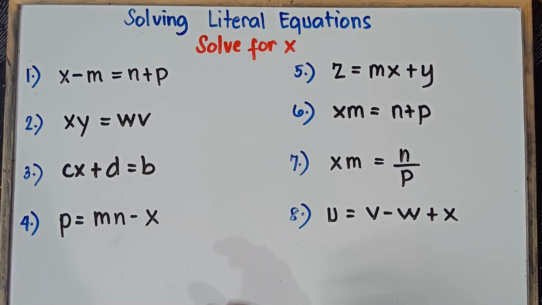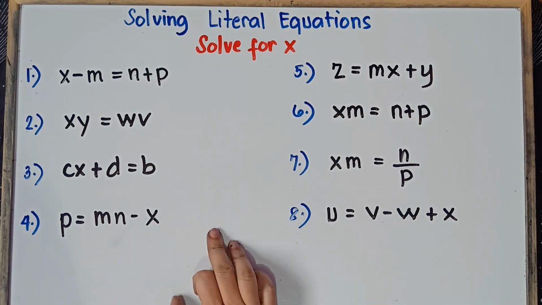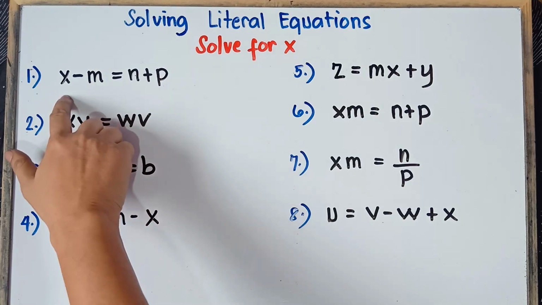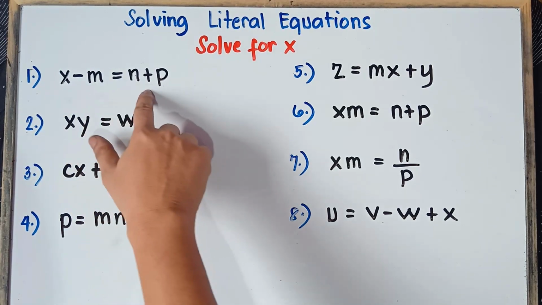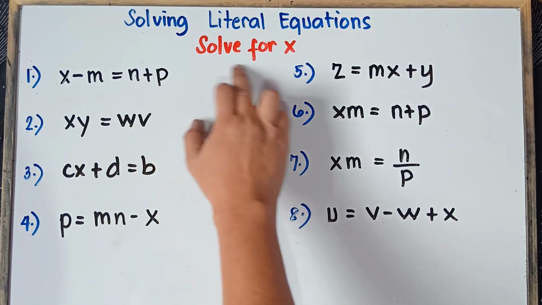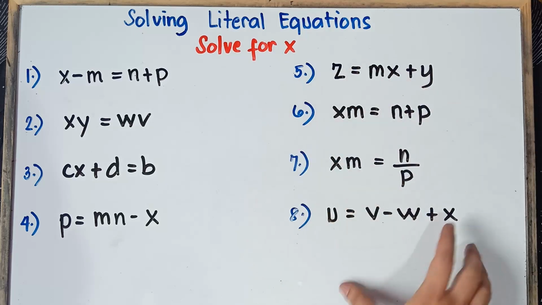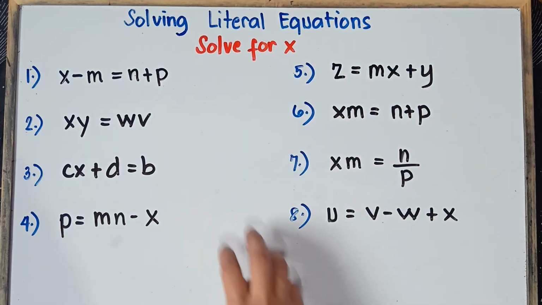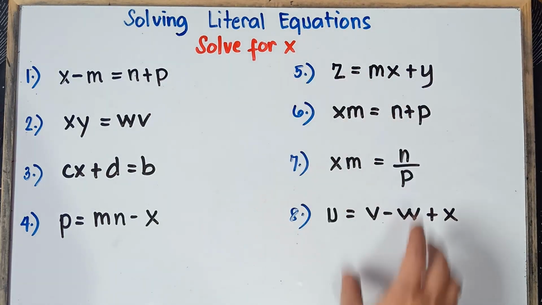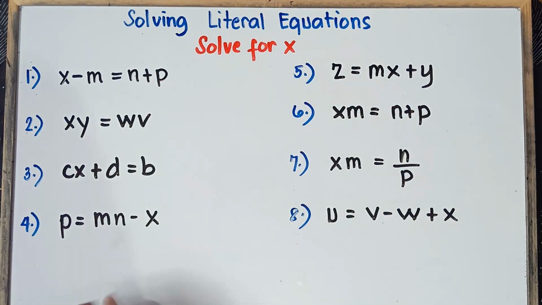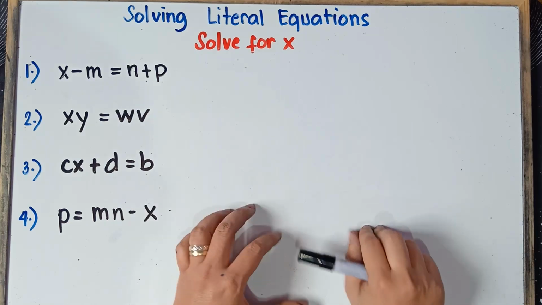Alright, so I will give you 8 examples for you to really understand this one. So let's start with example number 1. We are given x minus m equals n plus p, and we're told to solve for x. We need to transform this formula. Let me erase this so that we have enough space. Later on we'll be answering 5 to 8. Alright, so let's have example number 1.